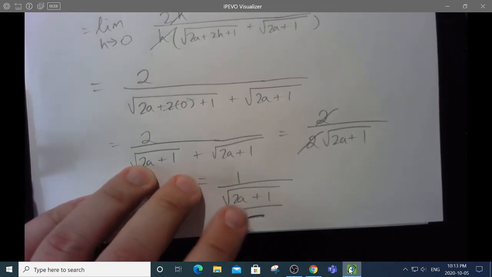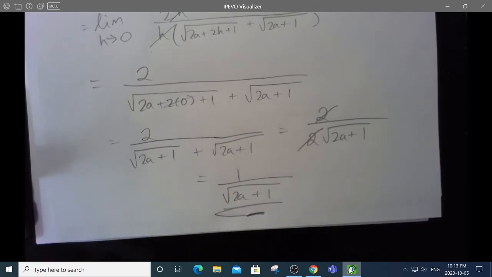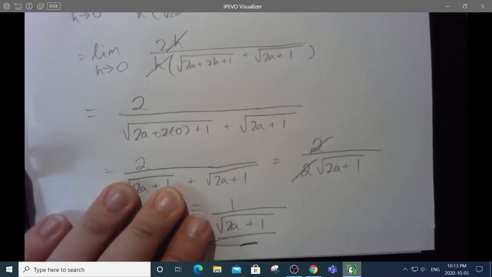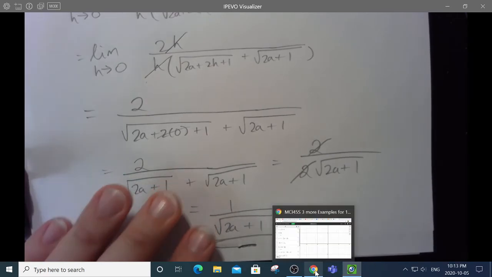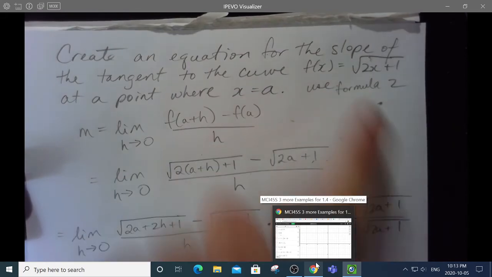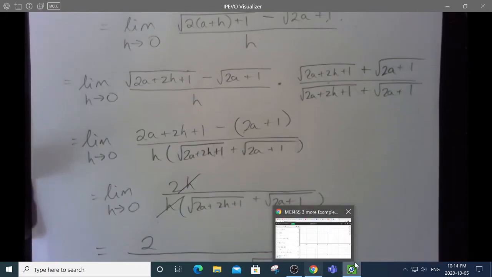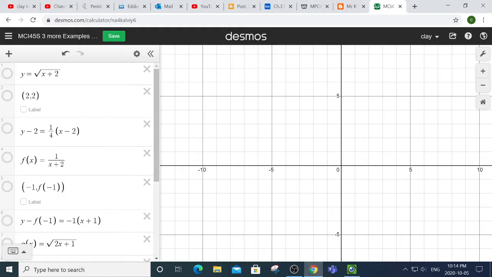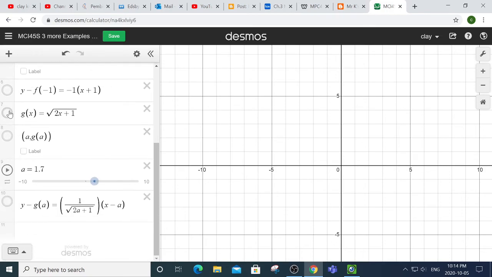So if you give me an a value, plug that number into there, and that'll be the slope at that point a. And we can show that once again with Desmos. So with Desmos, first of all, go back to the original equation, which was the square root of 2x plus 1. There's the original equation. I had to call it g of x because I already have f of x on this. And then I put a point a, g of a, which could be any point.